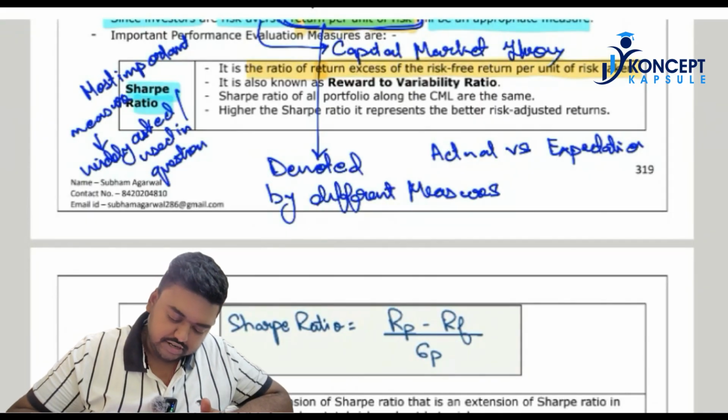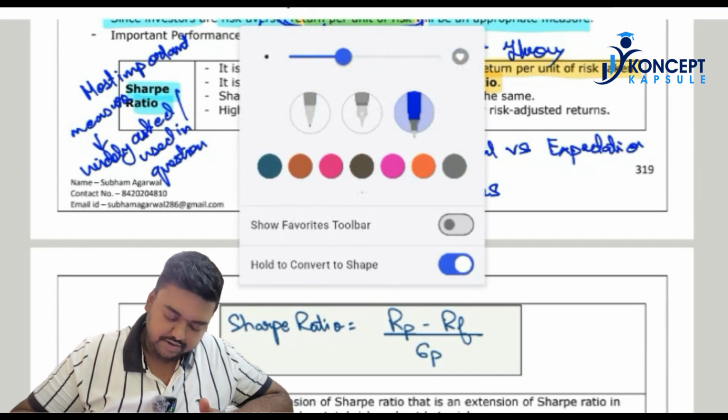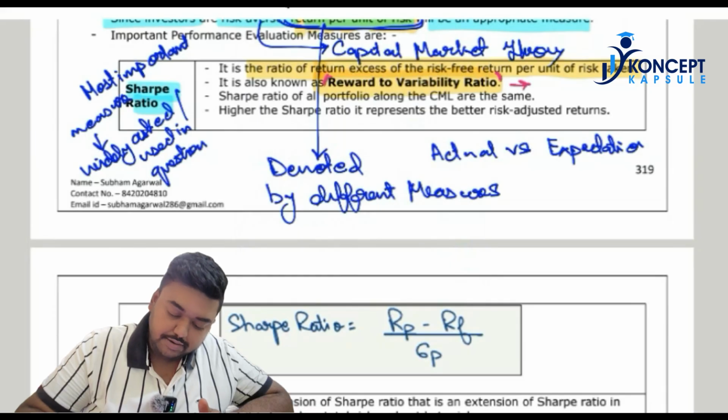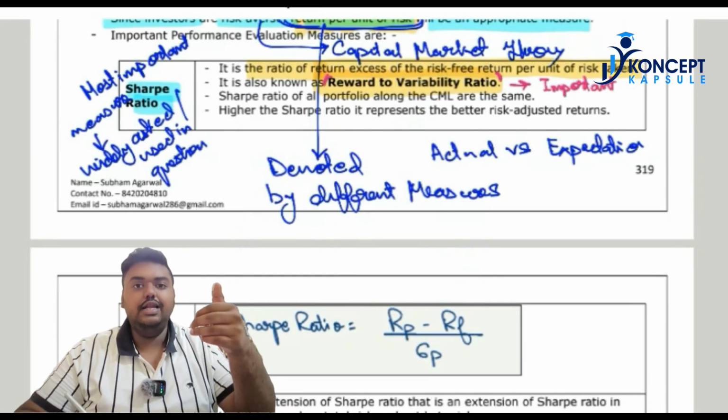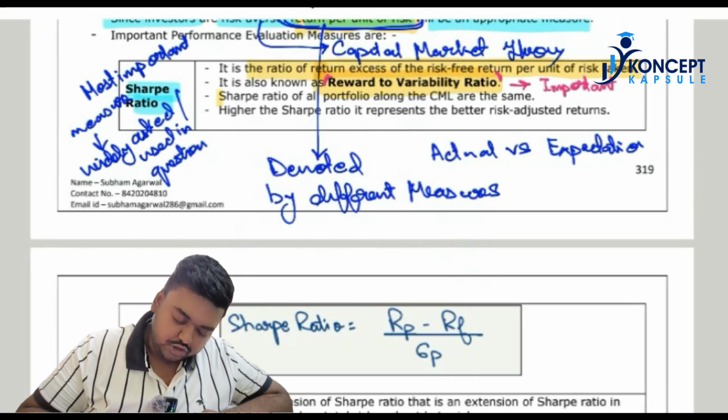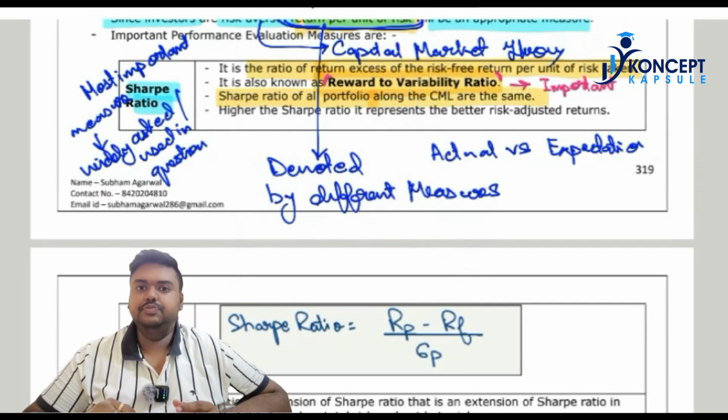It is also known as the reward to volatility ratio. Sometimes in the question you will be given reward to volatility ratio rather than Sharpe ratio. So again, it is important to know that reward to volatility ratio is also Sharpe ratio. Okay, the Sharpe ratio of all portfolios along the CML is the same.